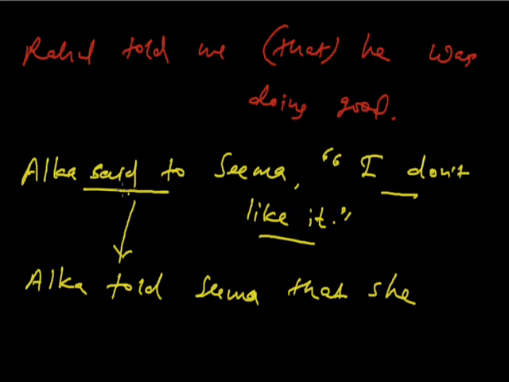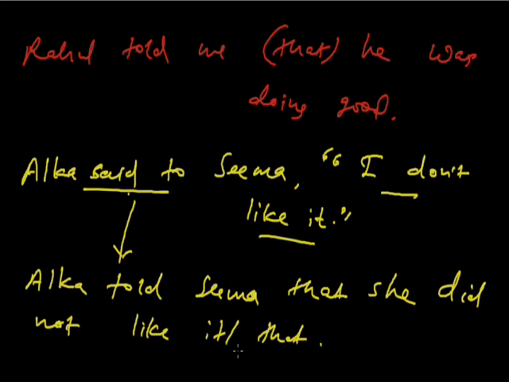Now look at this tense. It is second form, so here it has to change. So "does not" or "do not." What is the second form of "do not"? "Did not." Alka told Seema that she did not like it or that. Got this, guys?